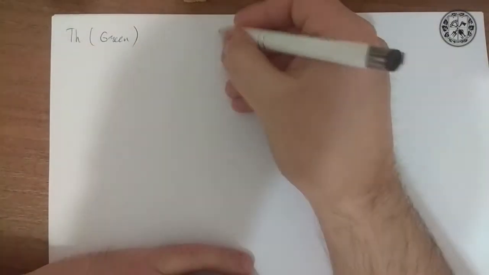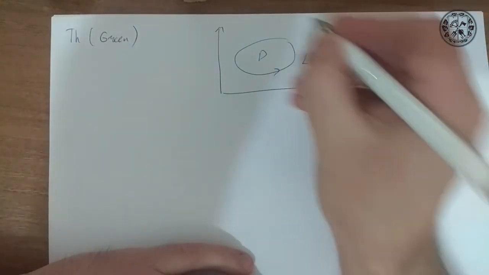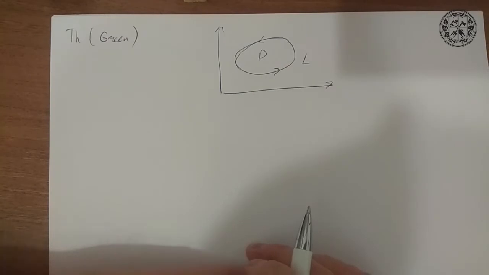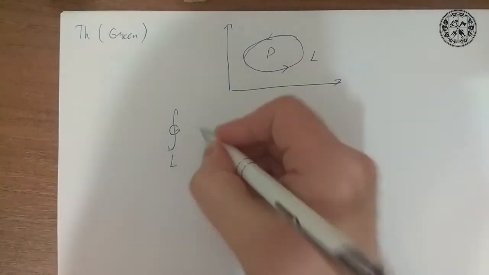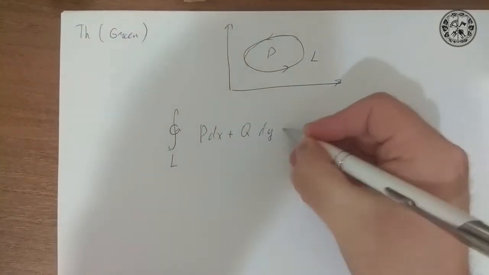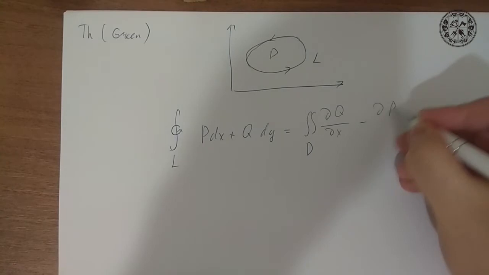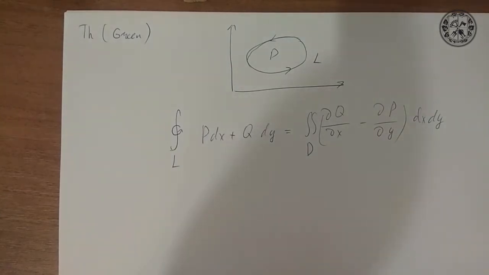There's also one interesting theorem that allows calculation of curve integral, of line integral of second kind, using double integral. So let us have some region D bounded by some curve L, and it's oriented in a positive way. Then integral by closed curve L p dx plus q dy can be calculated as double integral by region D, derivative q by x minus derivative p by y dx dy.